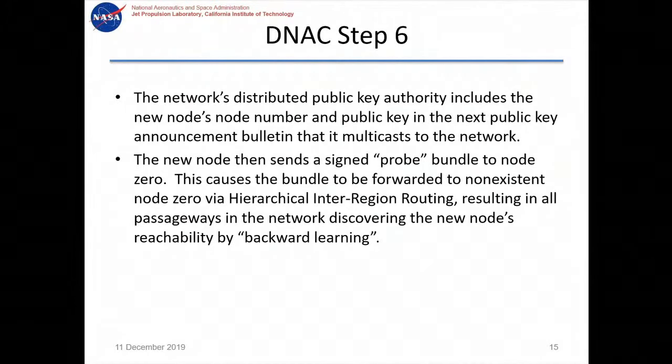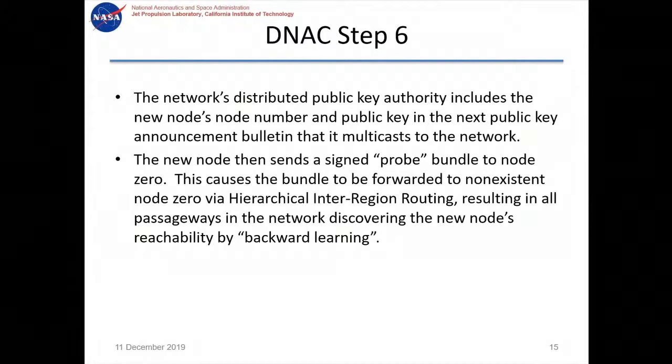The new node then sends a probe bundle to node 0, the non-existent node. The probe bundle is passed to the passageway from the new node's home region to its outer region, to its encompassing region, and it's forwarded from there to all the other regions in the network. As that bundle is forwarded, it's not going to get anywhere because it's destined for a node that doesn't exist.